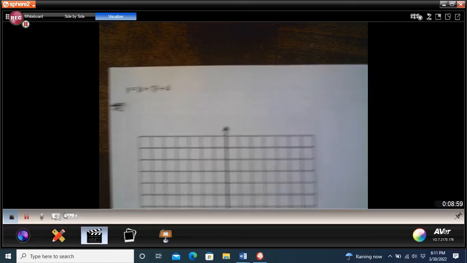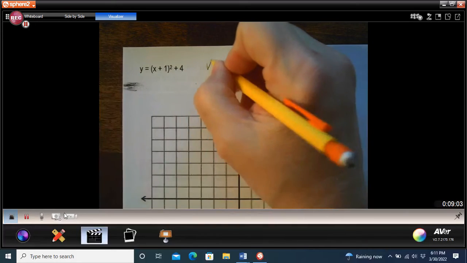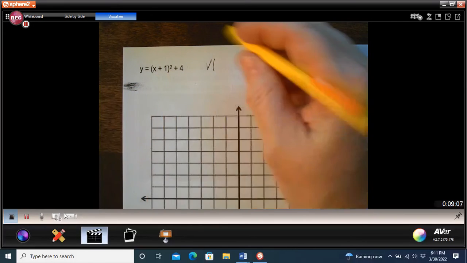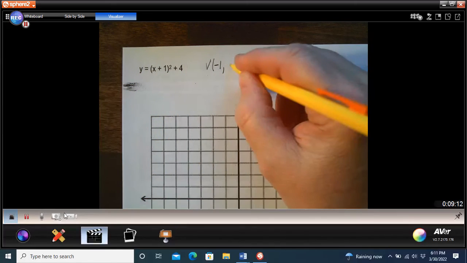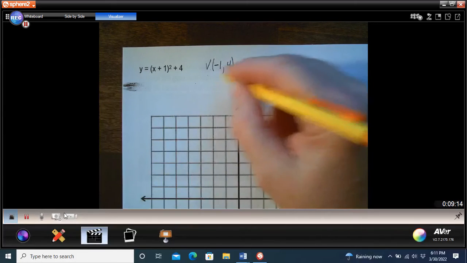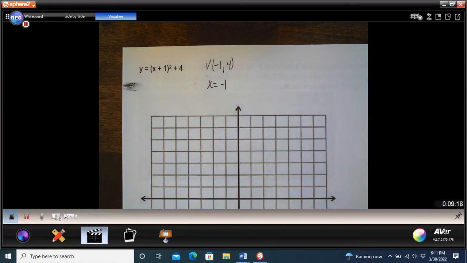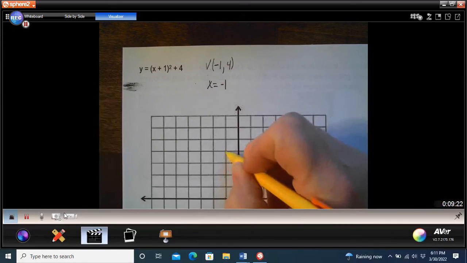All right, moving right along. Vertex here, the opposite of what's in here. So this is +1, its opposite would be -1. And same of what's out here, 4. So the vertex is -1, 4. Axis of symmetry, x equals -1. So -1, 1, 2, 3, 4. And this graph is going to open up.